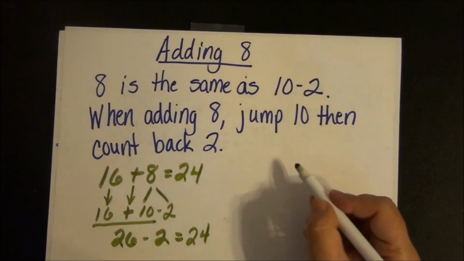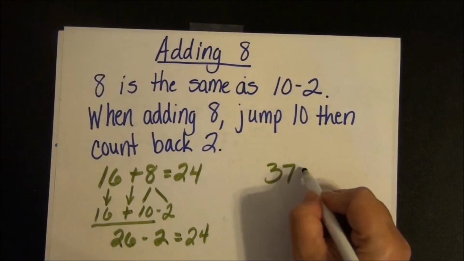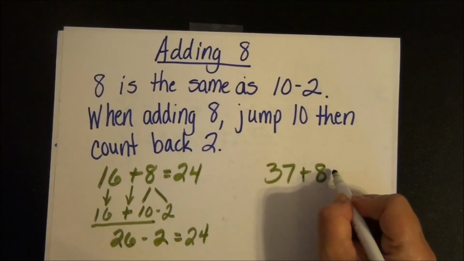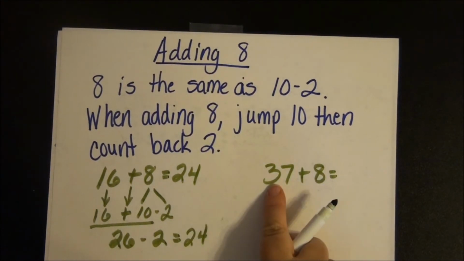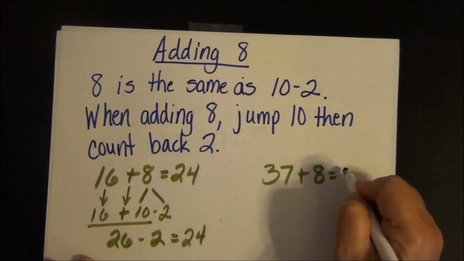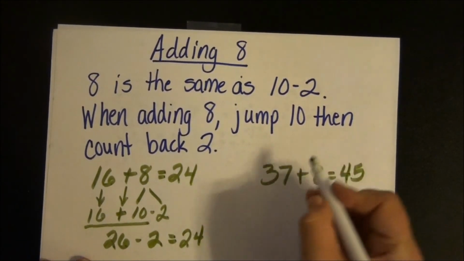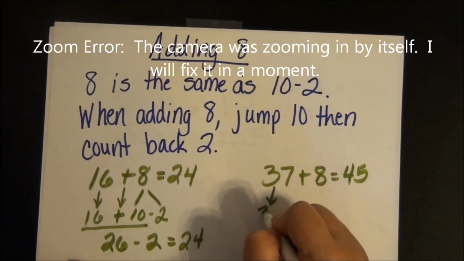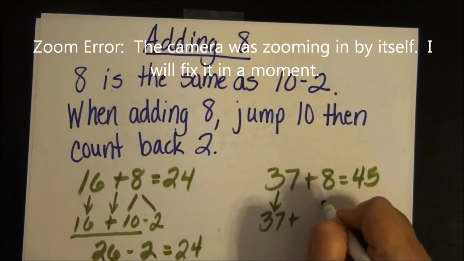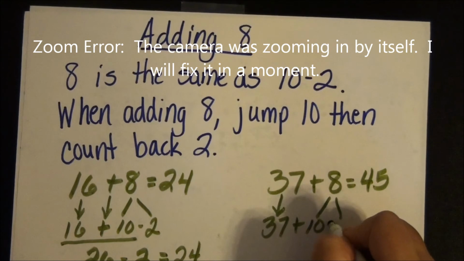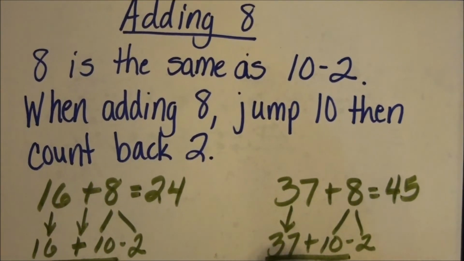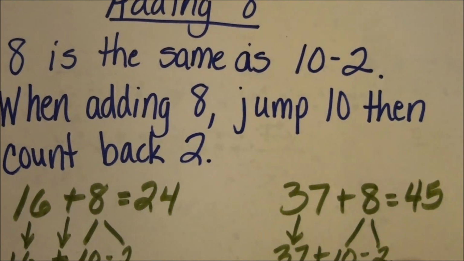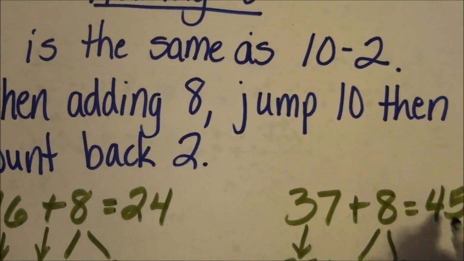Let's try one more. 37 plus 8. And if you're getting good at this, you can actually just do it in your head. Just go 37, 47, 46, 45, and there's your answer. But I'll prove it to you. Okay, so 37 plus 10 minus 2. 37 and 10 is 47. Minus 2 is 45. Ta-da!